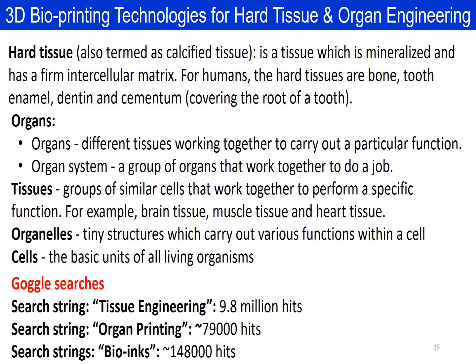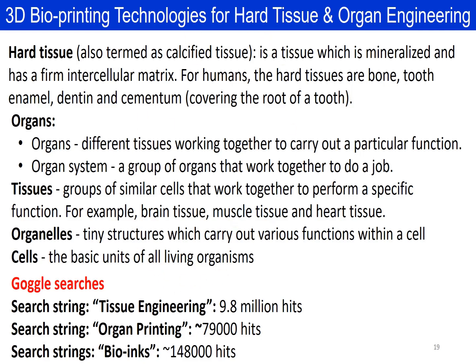Organs are different tissues working together to perform a particular function. An organ system is a group of organs that work together to do a job. Tissue is a group of similar cells that work together to perform a specific function, for example, brain tissue, muscle tissue, and heart tissue. Organelles are tiny structures which carry out various functions within a cell, and cells are the basic units of any living organisms. I've included this here just to refresh and remind you what we're talking about.